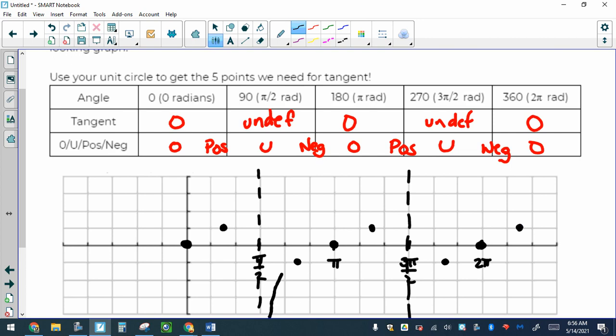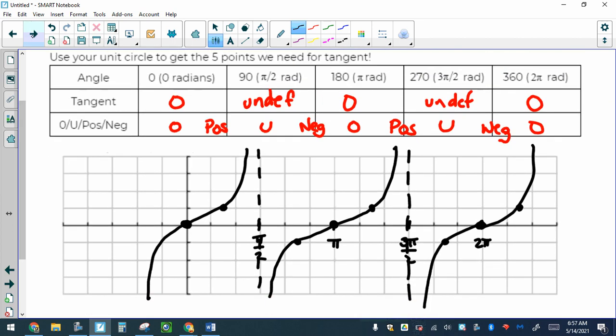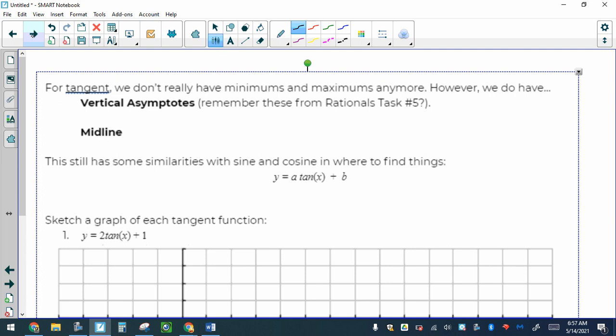All right, now here's the shape of tangent. It comes down through one side, swoops through these 3 dots, and then goes back up the other side. So swoops up, and swoops down, swoops up, and swoops down. I told you it was very different. This one doesn't look like a circle pulled apart at all. All right. So for tangent, we don't really have minimums and maximums anymore, right? Because it's pointing up and it's pointing down for every single one.